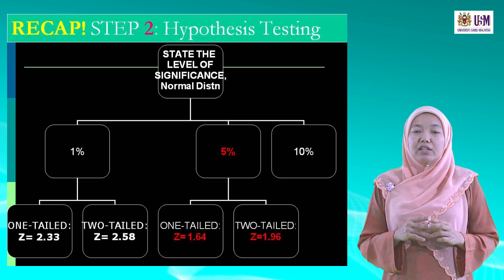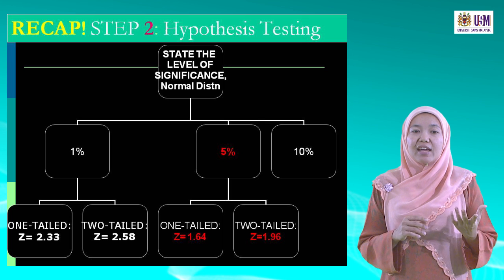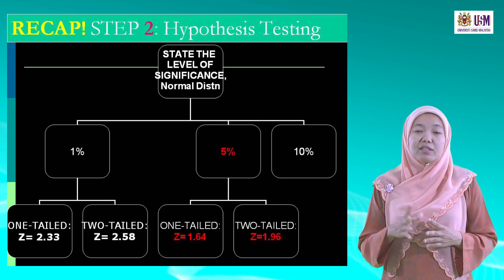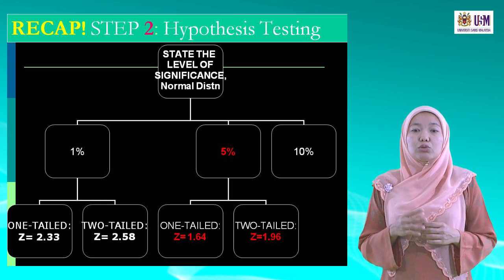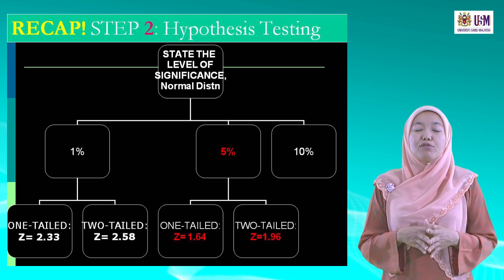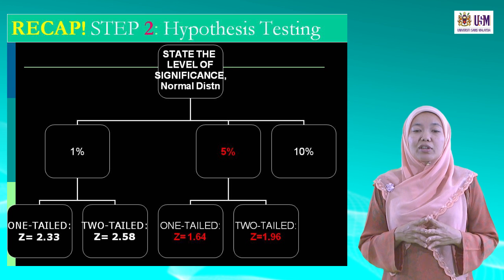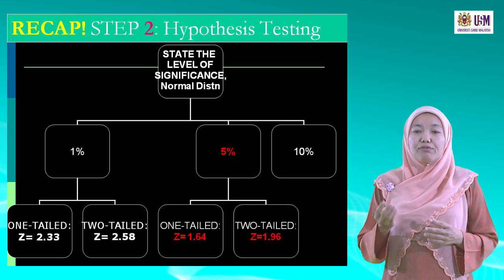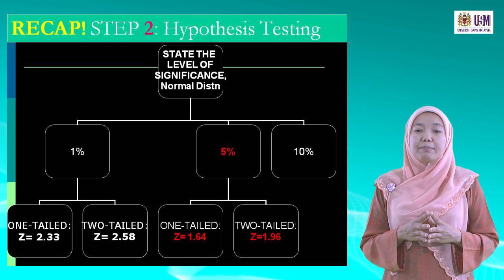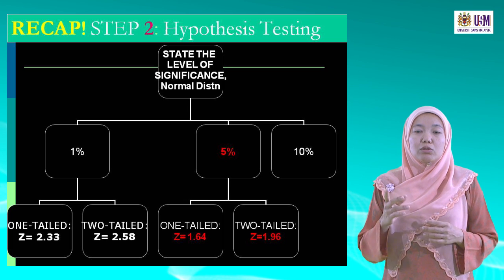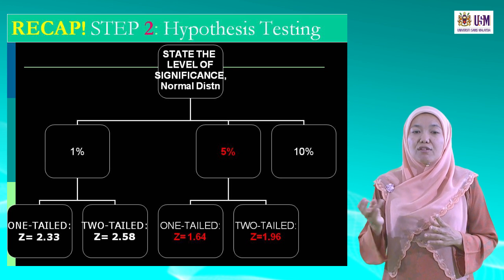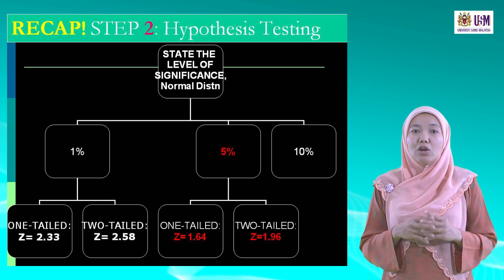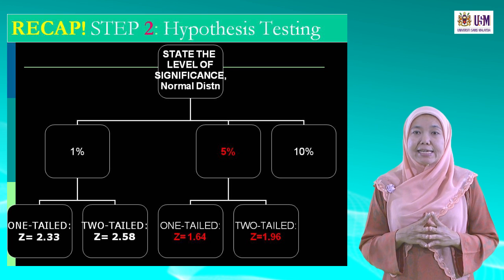If the question doesn't set the level of significance, you can always assume it's 5%. The critical value for a one-tailed test will then be Z equals 1.64. It can be positive or negative, depending on the alternative hypothesis in step 1. For a two-tailed test, the critical value of Z will be plus or minus 1.96. If the question asks you to do a 10% level of significance, then you need to find the one-tailed critical value as well as the two-tailed critical value. So this is step 2 of hypothesis testing.